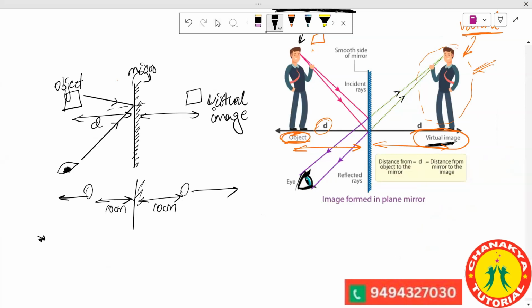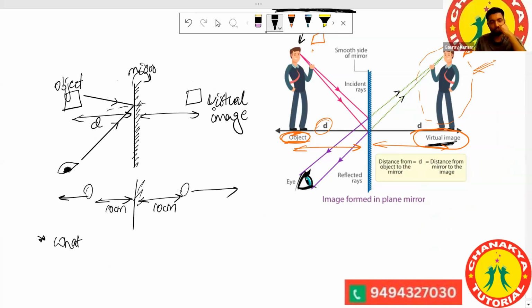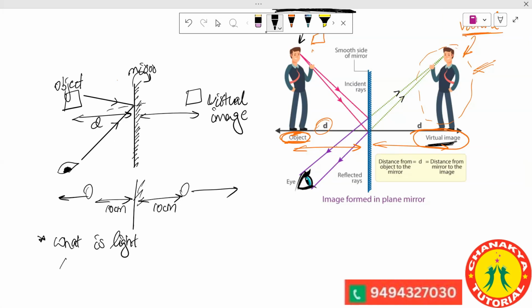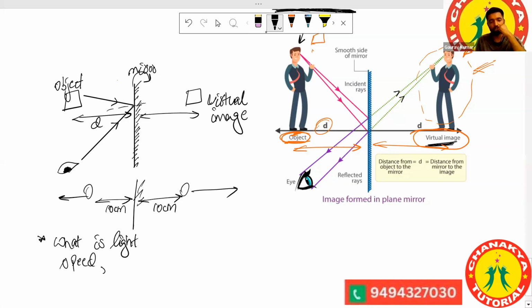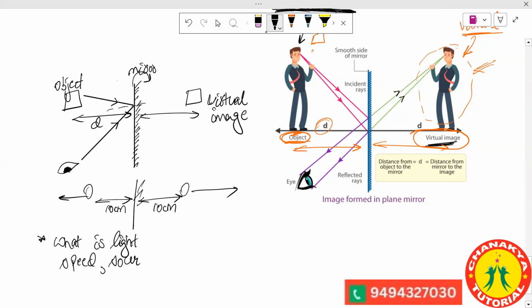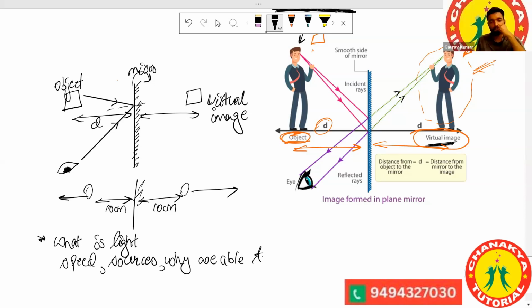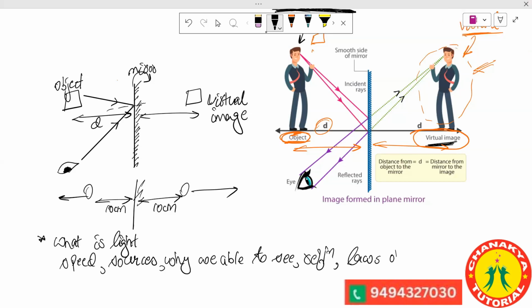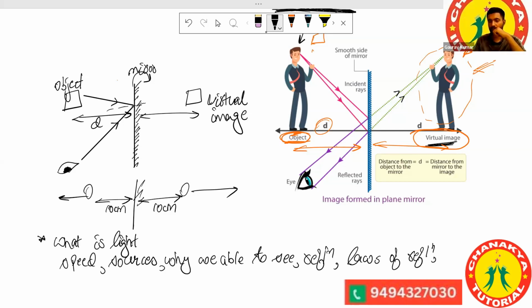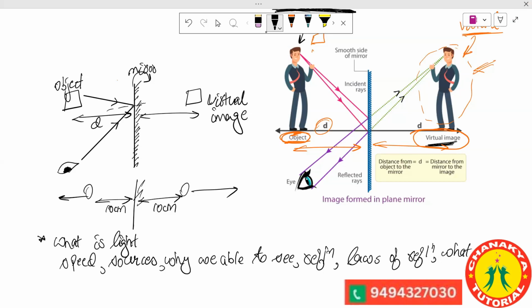What is light? What else? Speed of light, sources of light. How are we able to see light? Reflection, yes. Laws of reflection. What is reflection? Okay. Incident ray, normal, reflected ray.